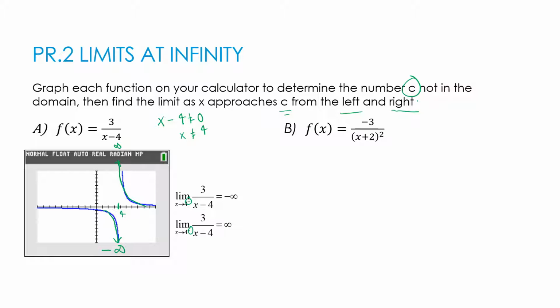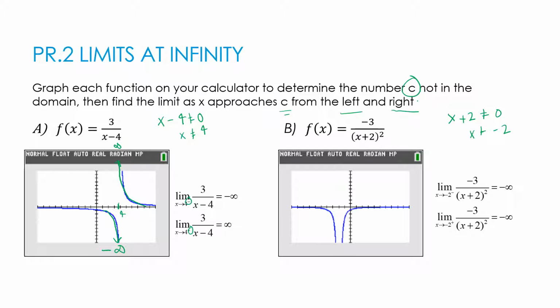Same thing for b. I would like for you to find where the limit will fail to exist, and that would be x plus 2 cannot be 0, or x cannot be negative 2. And again, graph it. So as I can see here, if I'm approaching negative 2 from the left-hand side, my function is decreasing without bound. And if I'm approaching from the right-hand side, it's decreasing without bound, so negative infinity.